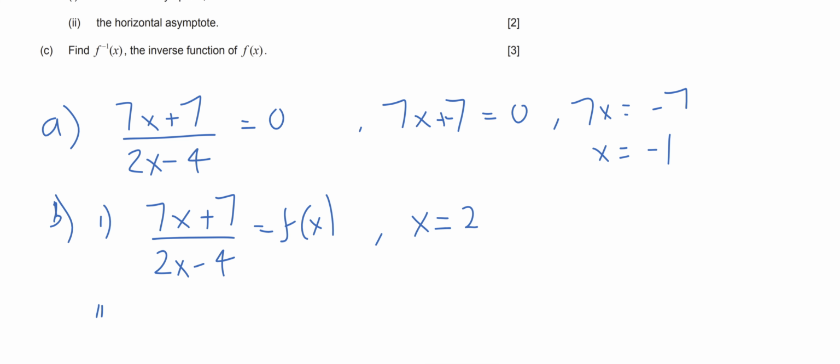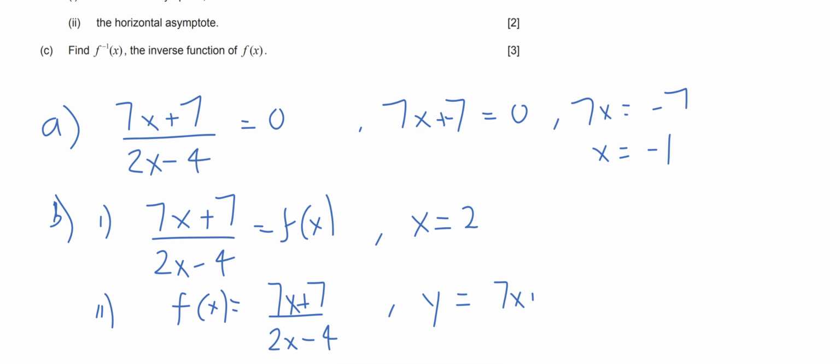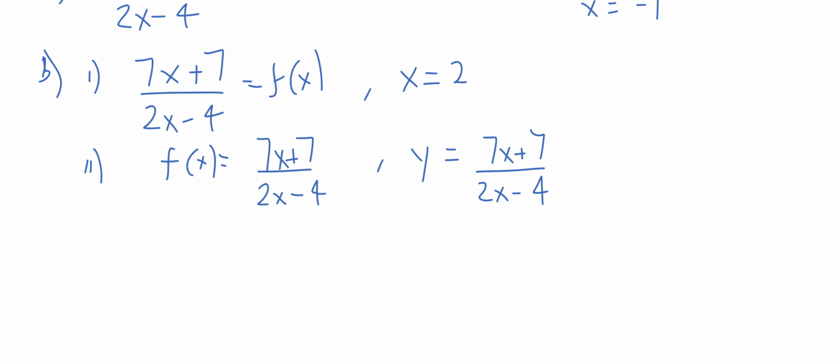So that means the equation of the vertical asymptote is x equals 2. And then part 2 of B, the horizontal asymptote. Again, we're dealing with f of x is 7x plus 7 over 2x minus 4, which is the same as y equals 7x plus 7 over 2x minus 4. For horizontal asymptotes, the equation is always y equals some value. The way you find it is you ask what will happen to y as x approaches either positive or negative infinity.